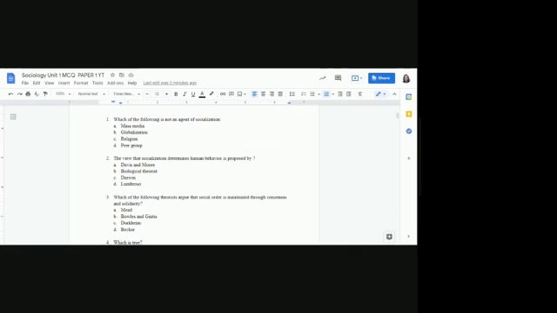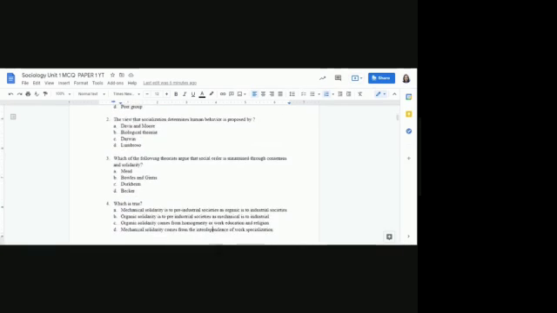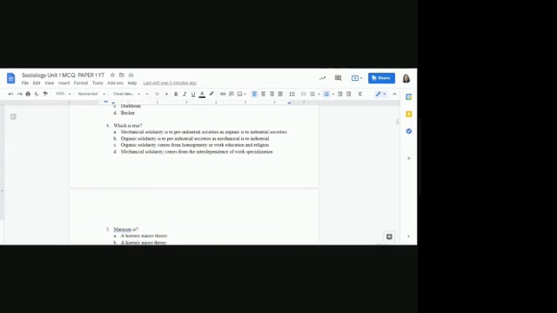Which of the following theories argue that social order is determined through consensus and solidarity? Option A, Mead, B, Bowles and Gintis, C, Durkheim, D, Becker. And the answer for question number 3 is Durkheim. That's the correct answer. Let's move on to question number 4.